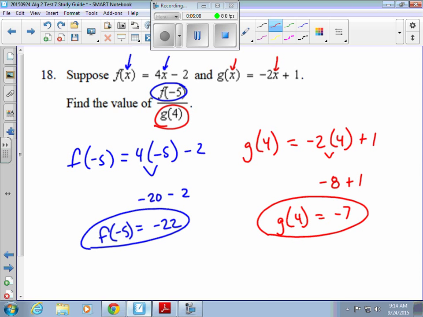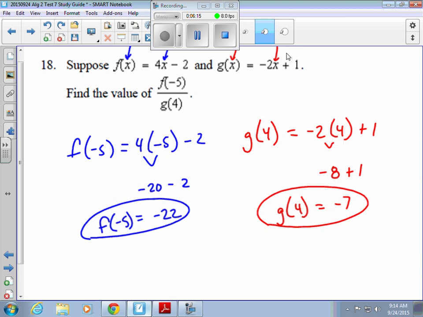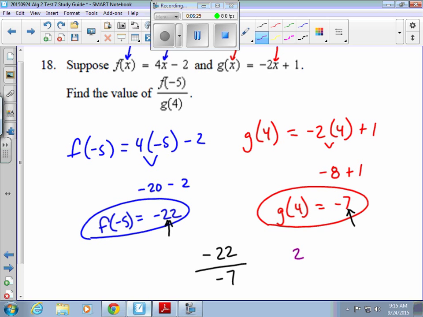Now, the rest of the problem says find f of negative 5 divided by g of 4. So f of negative 5 is this value, negative 22, over g of 4, which is this value, negative 7. So you have a negative divided by a negative. All we need to do to simplify that, because there's no number that goes into both 22 and 7, is leave it just like that. 22 over 7.